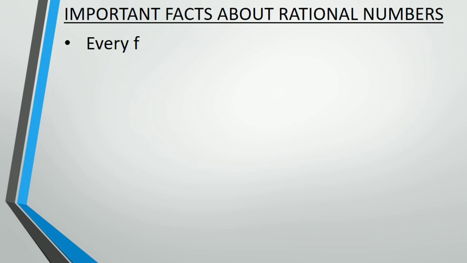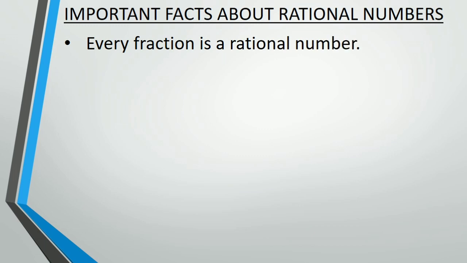Every fraction is a rational number. You have studied fractions in the previous classes. Here we are studying that all the fractions are rational numbers. For example, 5 by 4, 6 by 7, 3 whole 1 by 2. All these are fractions and are also rational numbers.